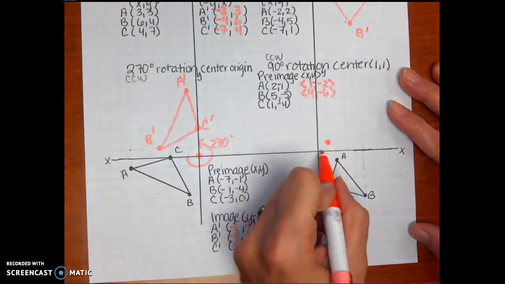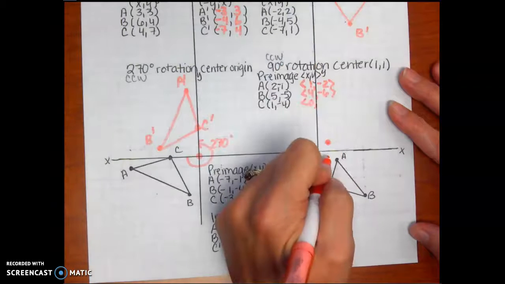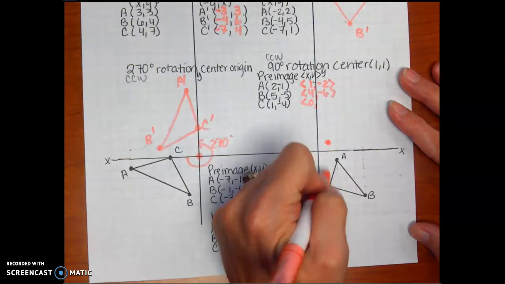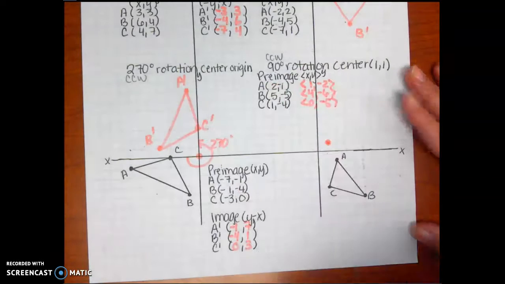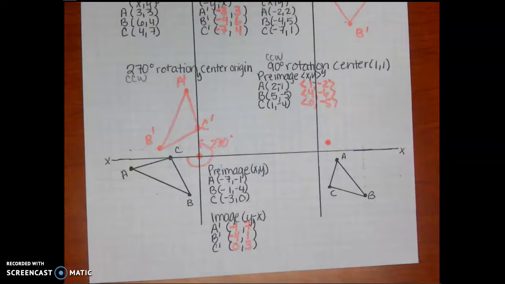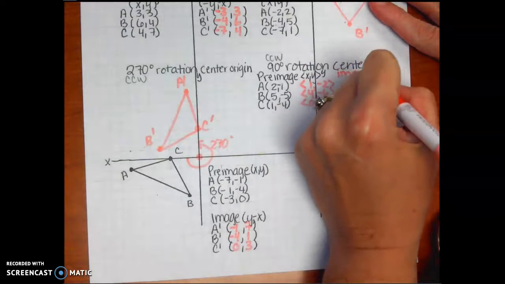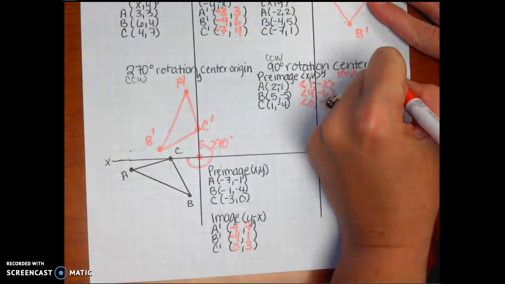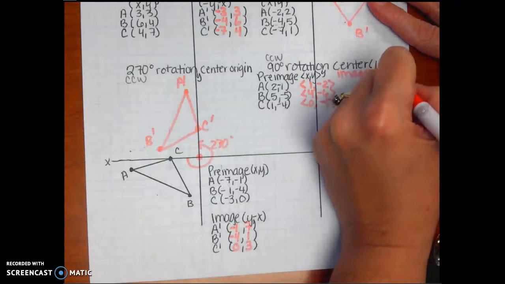Point C, I am not moving left or right, so that is 0 movement, and I'm going down 1, 2, 3, 4, 5. So I'm going down 5. Now I want to get my image points. My image, I'm going to start off with the vector again. And this is where I can use the mapping. And the mapping is going to be (x, y) goes to (-y, x).